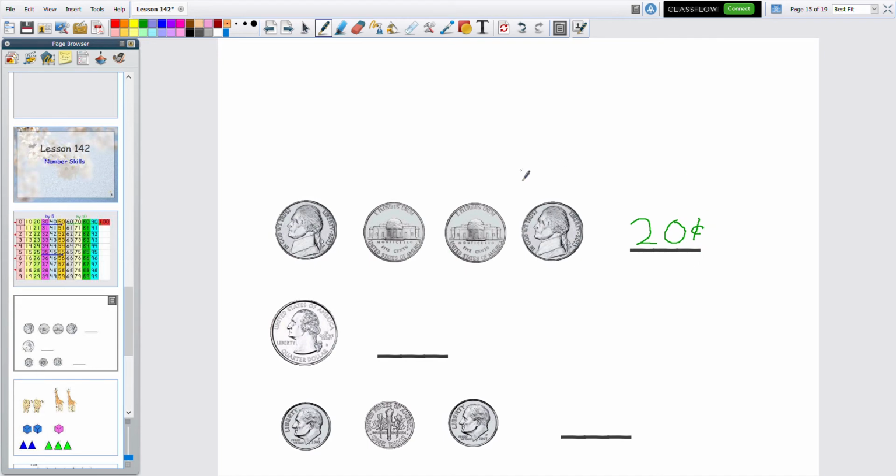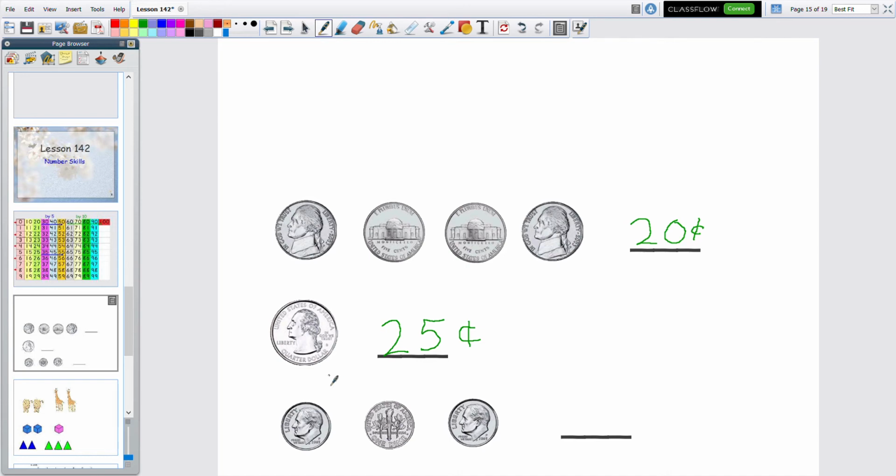Okay, now we're going down here. You remember the quarter? Do you remember what we count by? If you said 25, very good, you remembered. 25. Because there's only one. So it's 25 what? Cents.